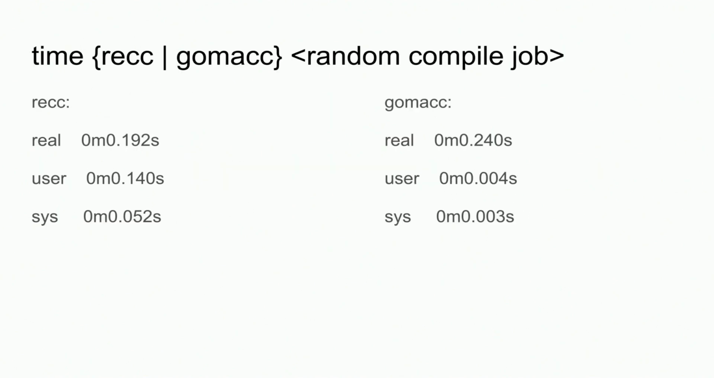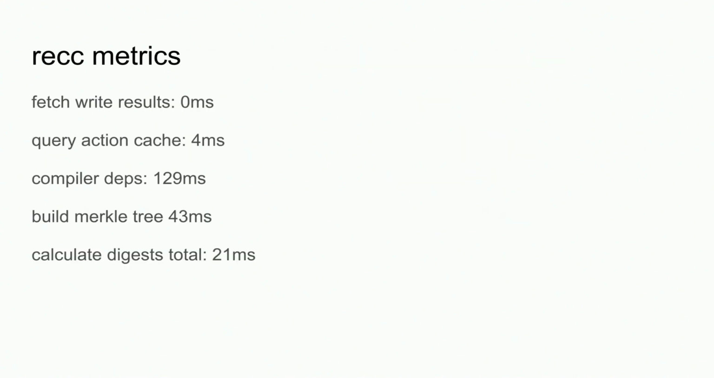So digging into things a bit, here's what I've got so far. For a single execution of rec, it's actually faster than Goma, but it takes a lot more user and system time. So this is time spent in the process doing work and time spent in kernel space doing work for the task. Whereas Goma is pretty idle. It must be waiting around for some stuff. Rec has some metrics that are kind of deciphered. It seems like the bulk is in the compiler deps and building the Merkle tree and calculating the digests. These are all things that are cached in the Goma client.